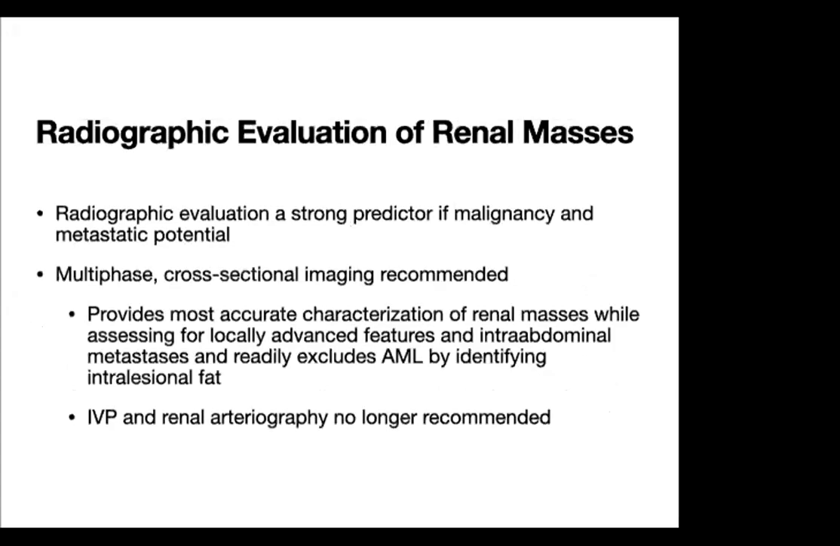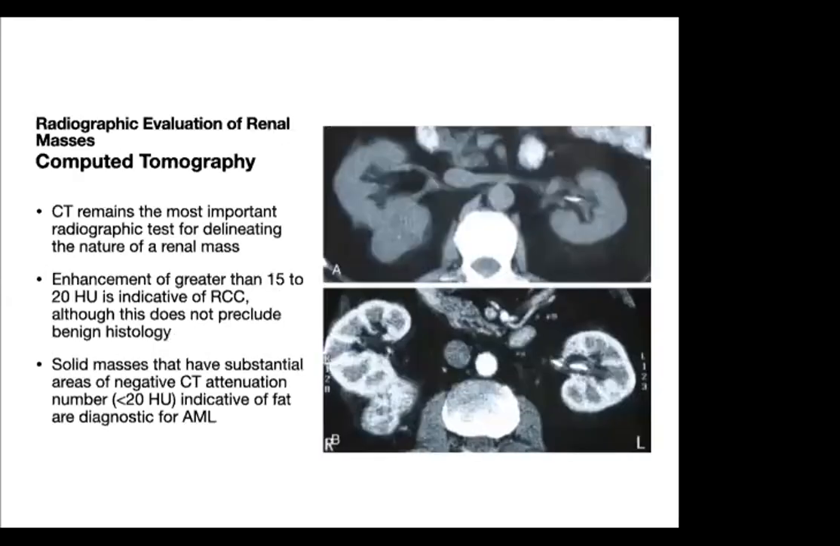So for the radiographic evaluation of renal masses, it is a strong predictor of malignancy and metastatic potential. Multi-phase cross-sectional imaging is recommended. It provides the most accurate characterization of renal masses while assessing for locally advanced features and intra-abdominal metastasis and readily excludes AML by identifying intralesional fat. IVP and renal arteriography are no longer recommended. So, for CT scan, it remains the most important radiographic testing for delineating the nature of the renal mass.